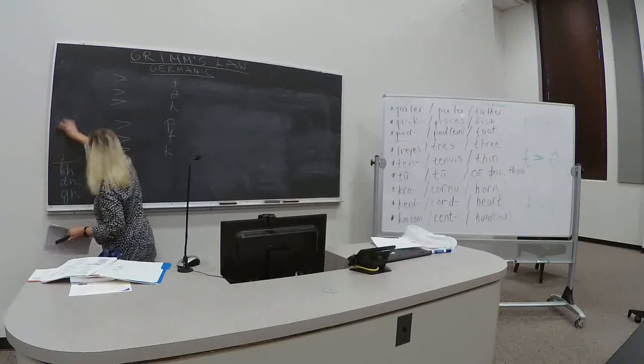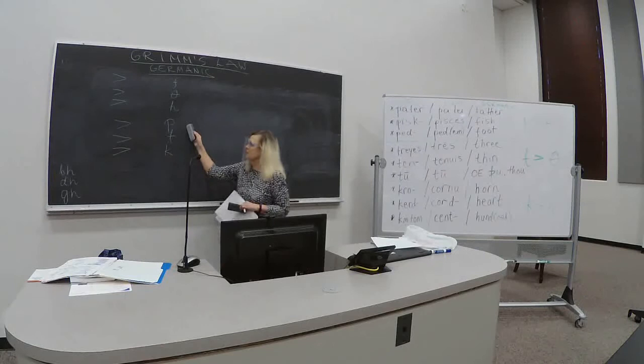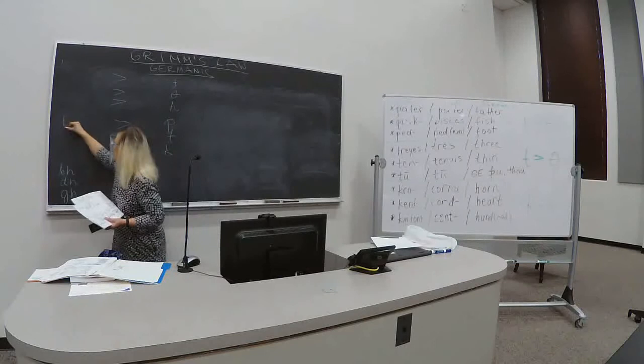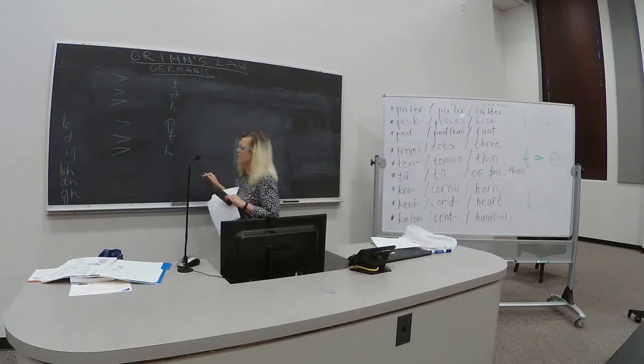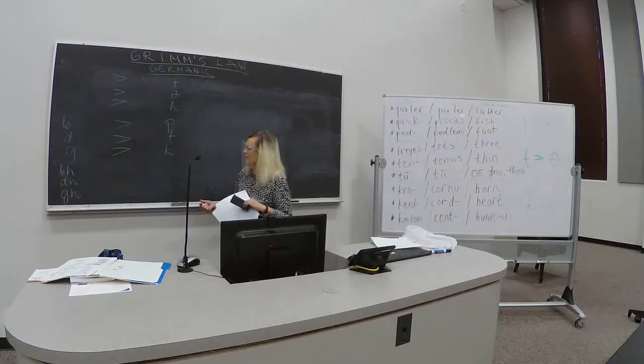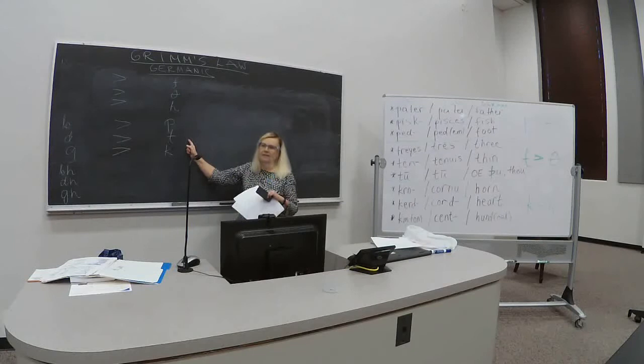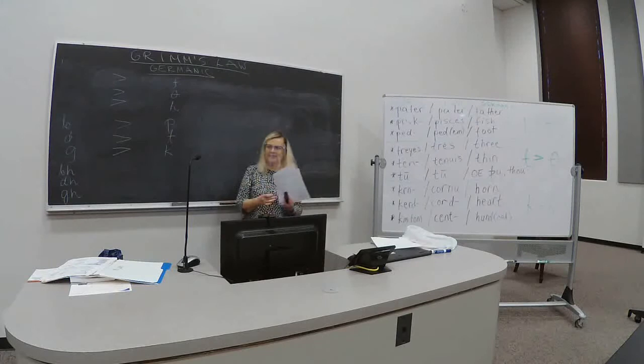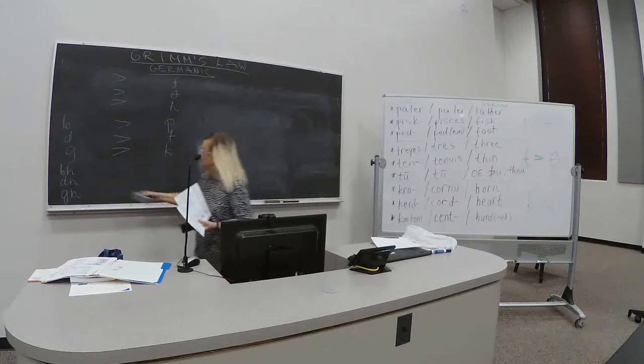Now we don't have bh, dh, gh in Germanic because bh, dh, gh became b, d, g. Let's try to describe, by the way, before I erase it, how would you generalize this change? How would you characterize those three sounds? They are voiced stops, right? So voiced stops became voiceless. Yes, they became voiceless. They just lost the voicing, the vibration of the vocal cords. b, d, g became p, t, k. Okay, so those no longer exist.